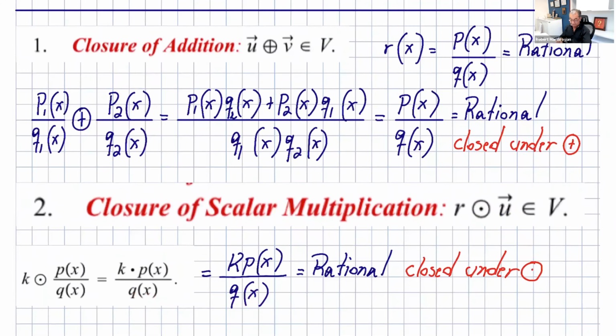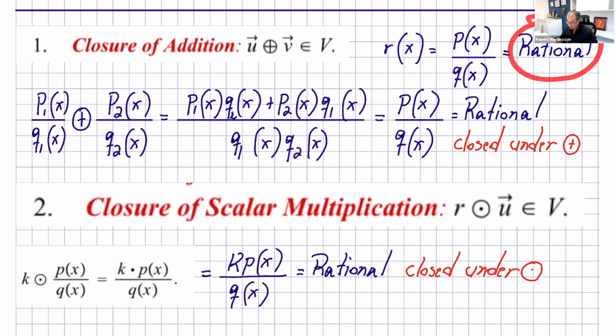Now, if you go over the axioms one by one, the first one says u plus v should be in V. Let's see if that works. If we do the vector addition, this is what we get. We already saw the formula. When you do that, you get another polynomial over q1 of x times q2 of x, which is also a polynomial. So a polynomial over a polynomial gives you a rational function, and that's the goal.